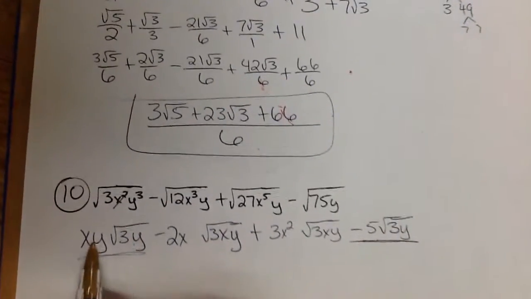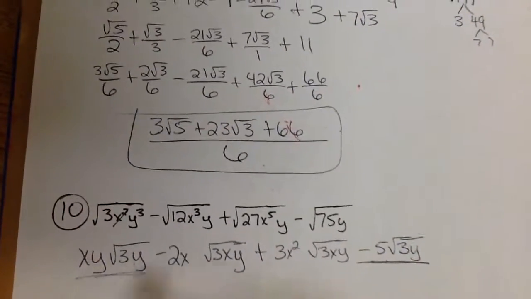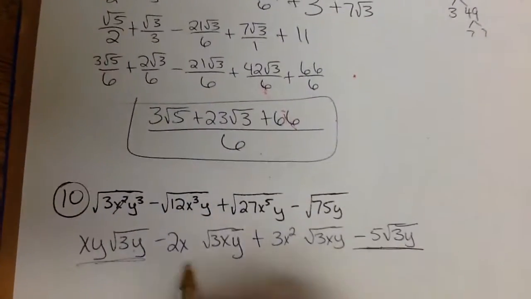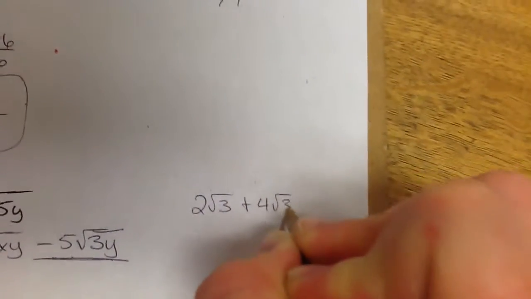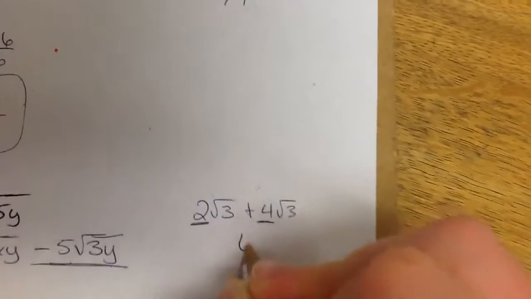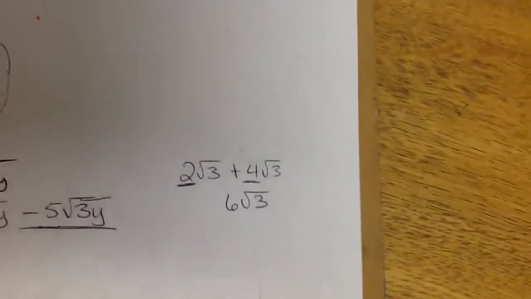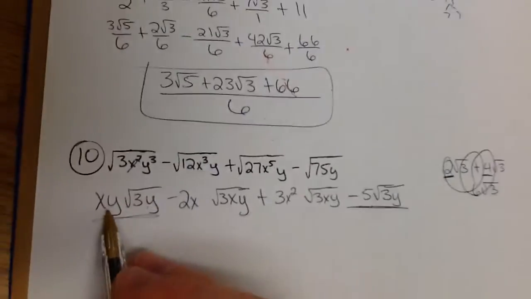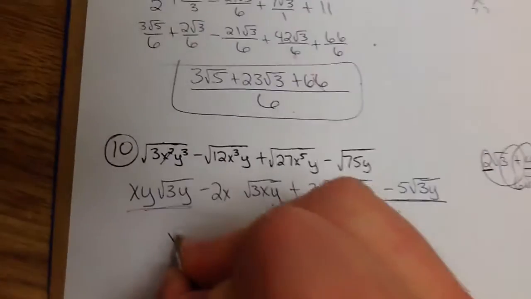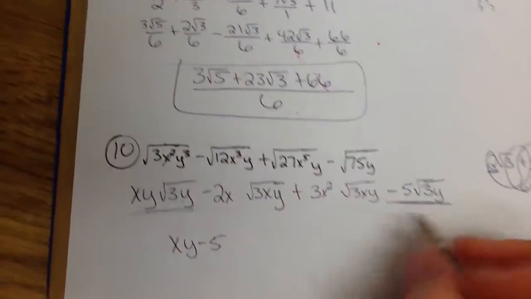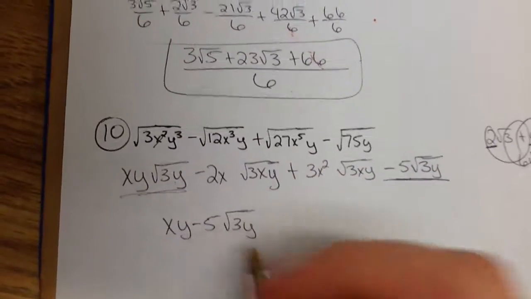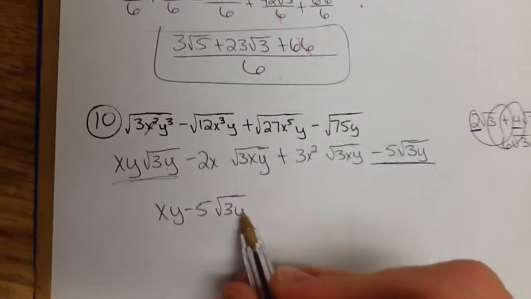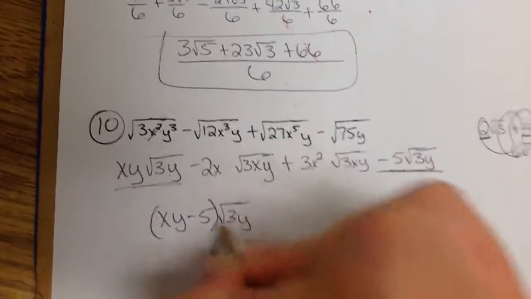So I could combine the fronts, but they're not like terms. So the way you write it, I mean, that's like if you had like 2 root 3 plus 4 root 3. Normally you can just add those, so you'd have 6 root 3. But when they're not like terms, xy negative 5, you'd just put xy minus 5. A lot of you would probably write this, and that's wrong. That says xy minus 5 times the square root of 3y, but you need that in parentheses.